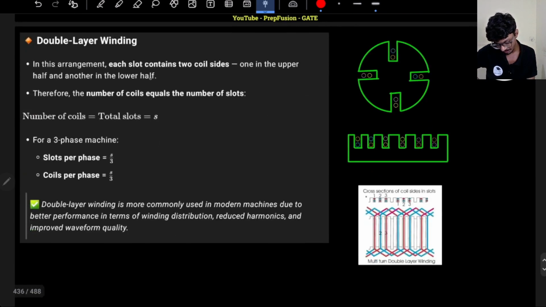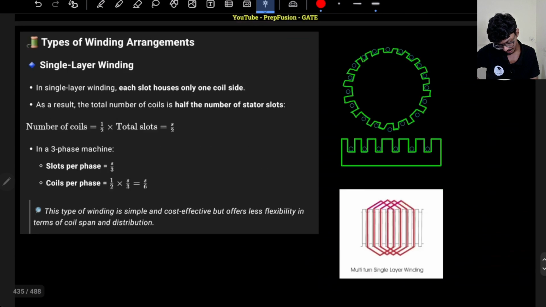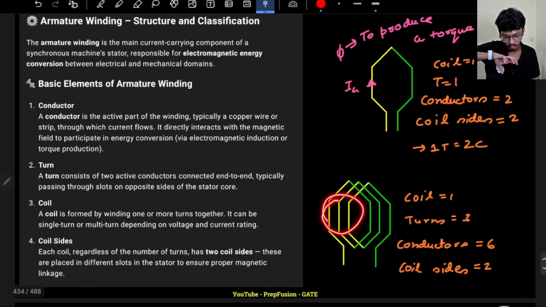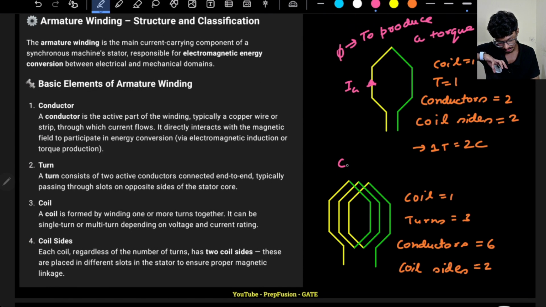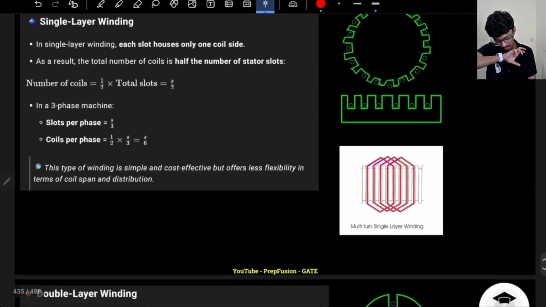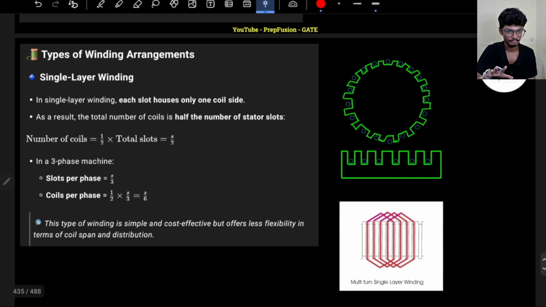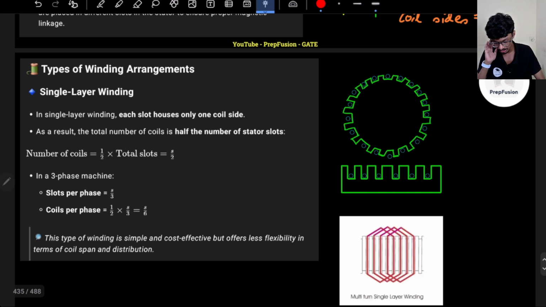In a double layer winding, each slot contains 2 coil sides, right? So let's say this is one coil side, coil C1. Similarly, I will have another coil C2. That coil side also can be placed in a single slot. That is what multi-layer winding means. So what are the advantages and disadvantages of multi-layer and single layer winding?